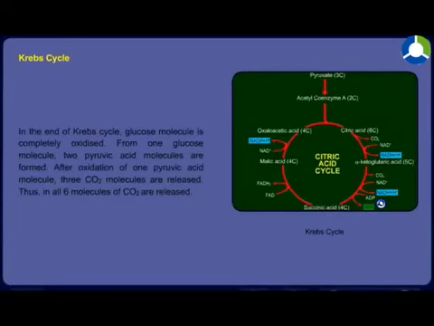In the end of Krebs cycle, glucose molecule is completely oxidized. From one glucose molecule, 2 pyruvic acid molecules are formed. After oxidation of 1 pyruvic acid molecule, 3 carbon dioxide molecules are released. Thus, in all 6 molecules of carbon dioxide are released.